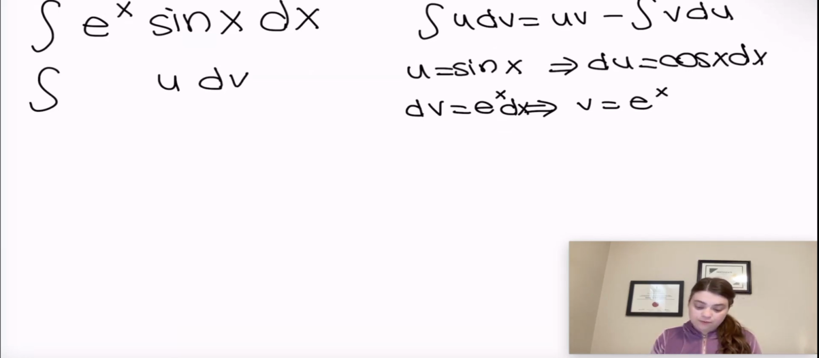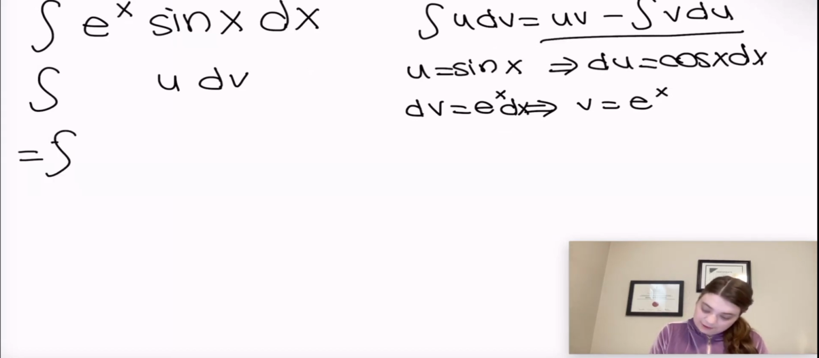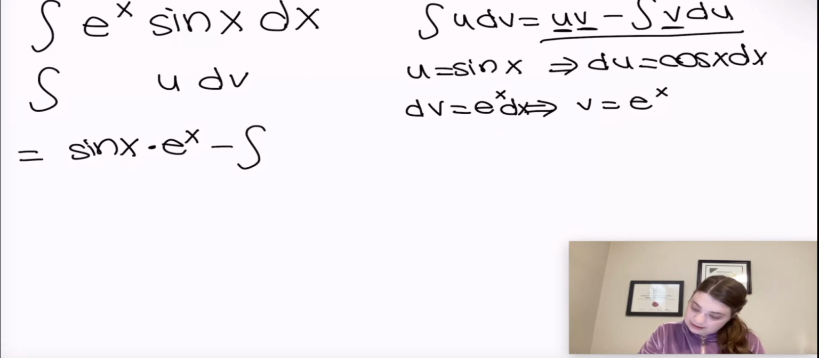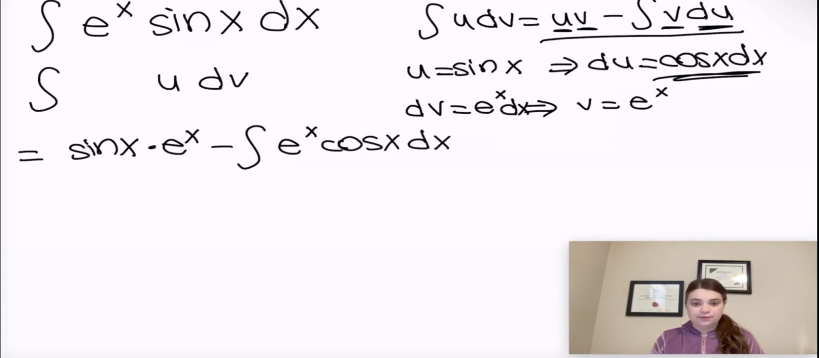And so there we go. We have u dv, and so we can plug in all of this. So we now have u times v, where u is sine x, so I'm going to write sine x here. And then we have v, which we said was e to the power x. And then we have minus the integral of v du. So what was v again? It's e to the power x. And then what is du? du is cosine x dx. And there we go. There's our first use of integration by parts.